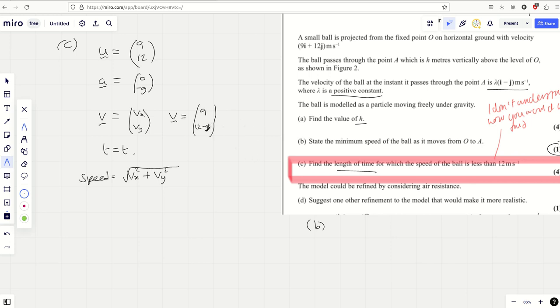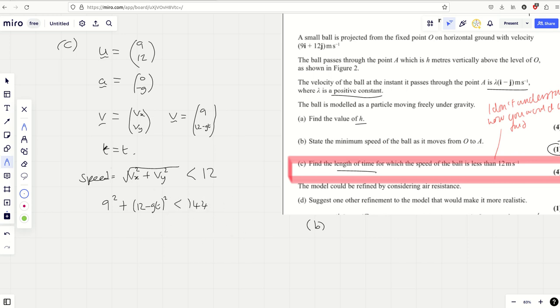And remember, g isn't an unknown here. All I need to do is make sure that after I've squared the 9 and squared the 12 minus gt, added them together and square rooted, this is less than 12. So I want this to be less than 12, and I'm going to set it up as an equation. Firstly I'll square that, so I get 9 squared plus 12 minus gt squared, and that needs to be less than 144.